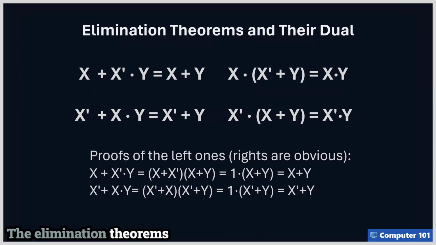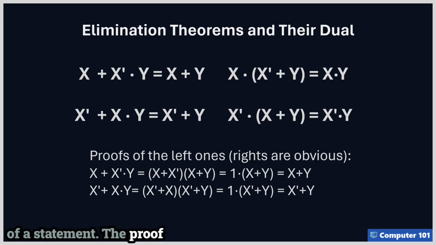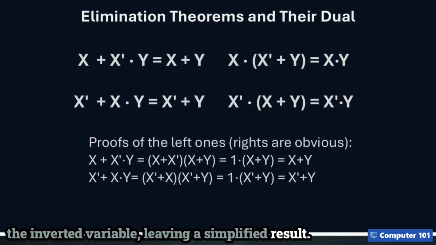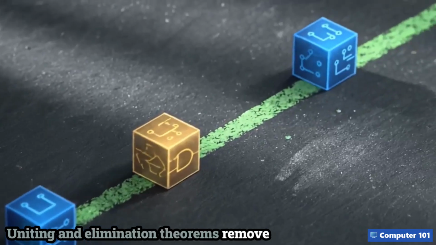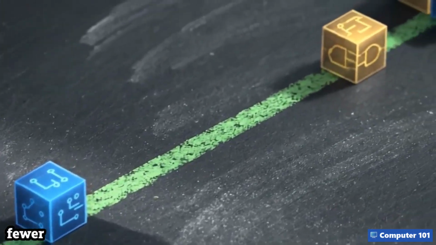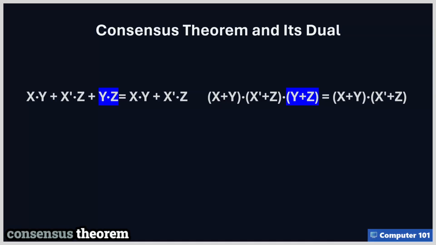The elimination theorems remove redundant terms when a variable and its inverse appear in different parts of a statement. The proof shows expanding the terms creates a combination evaluating to 1. This eliminates the inverted variable, leaving a simplified result. Uniting and elimination theorems remove unnecessary logic gates, resulting in hardware designs that use fewer components and operate with lower latency. The consensus theorem is an advanced rule used for further reduction.